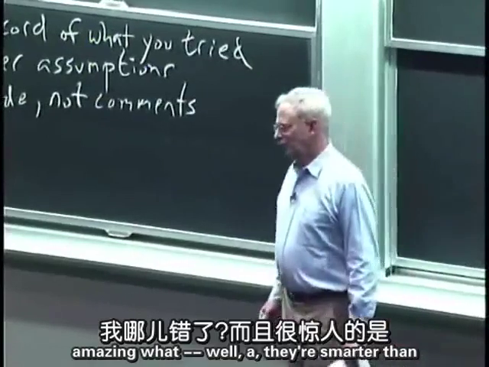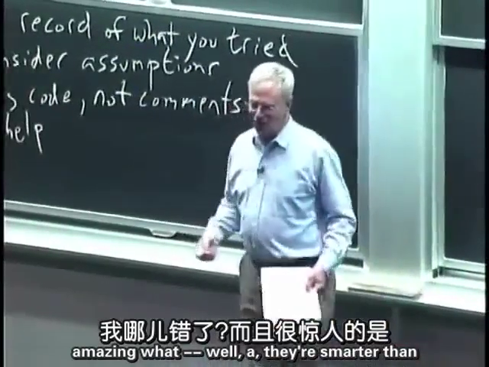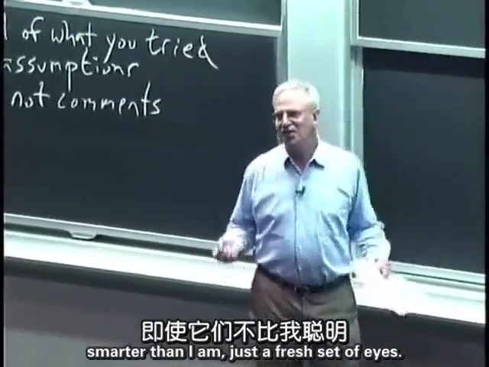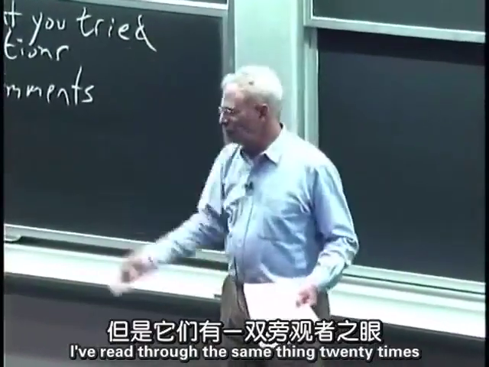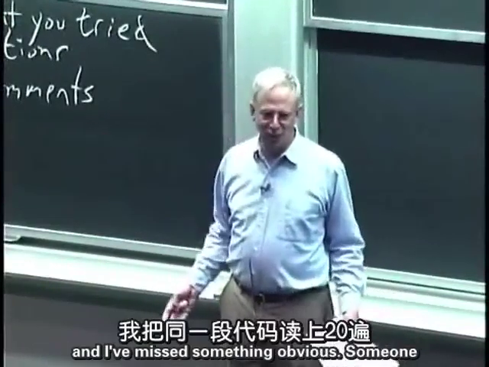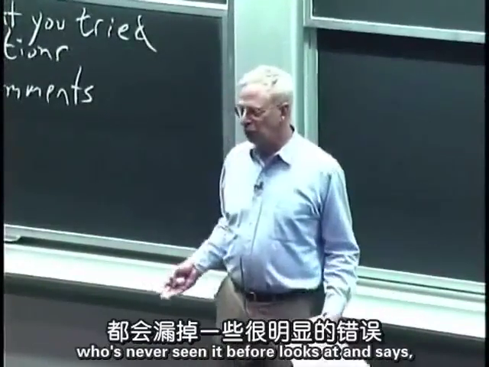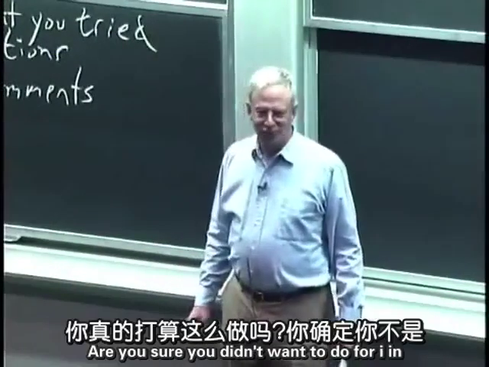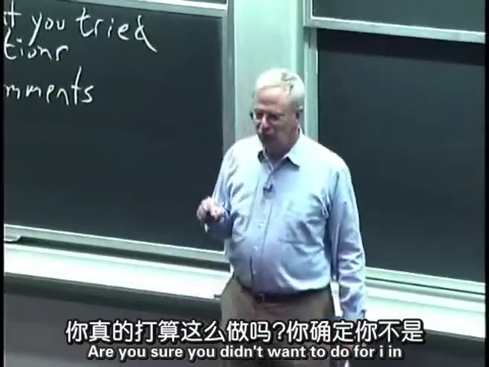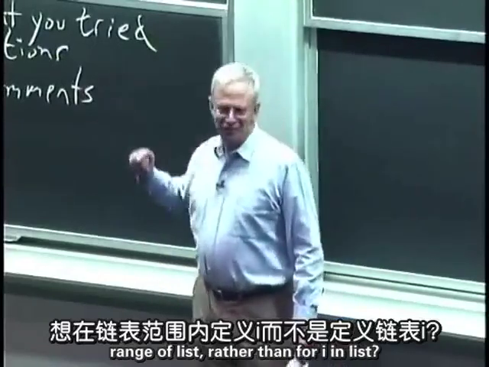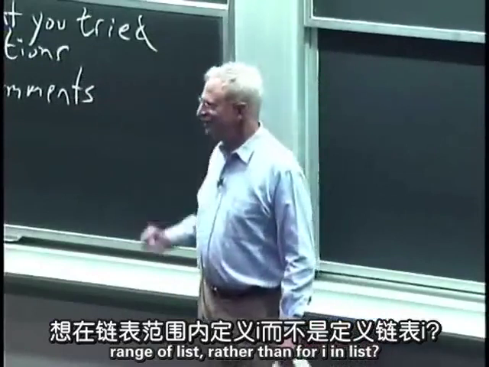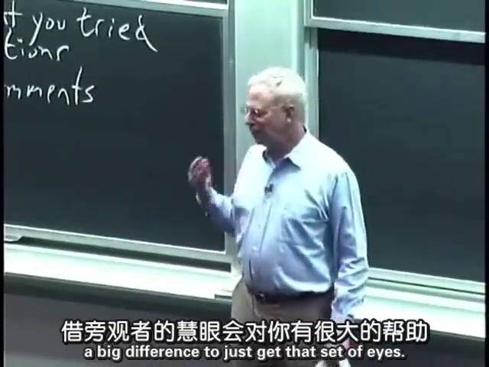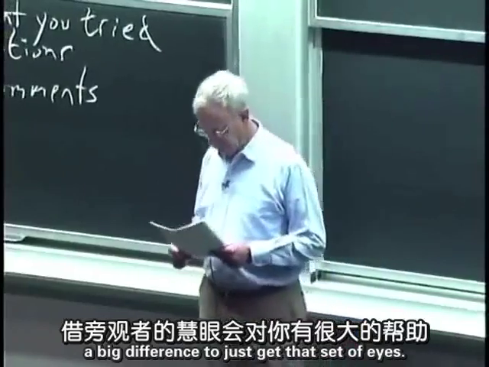And it's amazing what a friend can do. Well, A, they're smarter than I am, which helps. But even if they weren't smarter than I am, just a fresh set of eyes. You know, I've read through the same thing 20 times and I've missed something obvious. Someone who's never seen it before looks at it and says, did you really mean to do this? Are you sure you didn't want to do for i in range of list rather than for i in list? That sort of thing. Makes a big difference to just get that set of eyes.